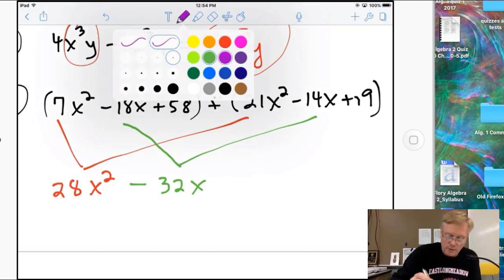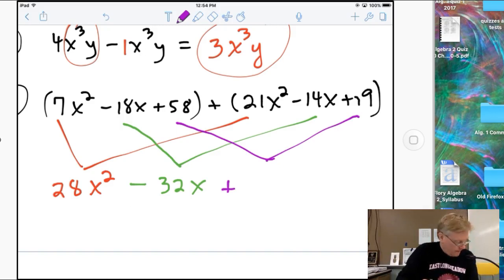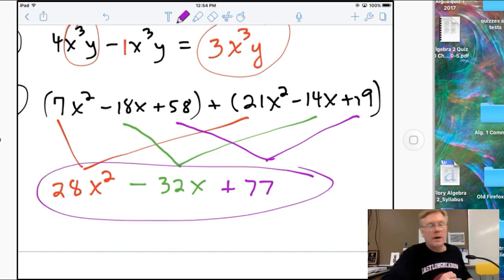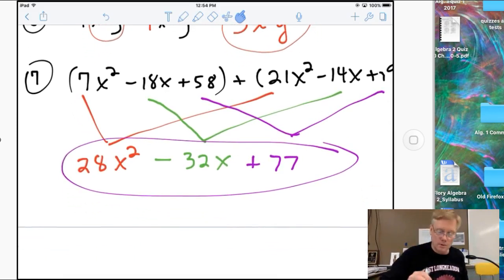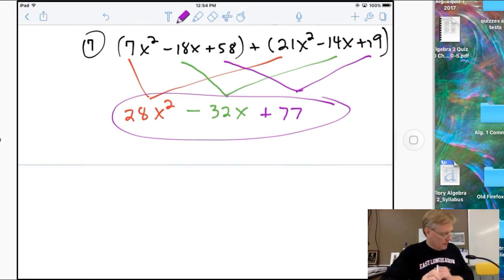And the third one is when I just combine the regular numbers together. I'm going to add my 58 and the 19 together. And 58 and 19 is 77. This is what you get. Don't go adding those together. Don't add the x squareds and the x's. There's usually one kid that does that. Gets many points knocked off their test.